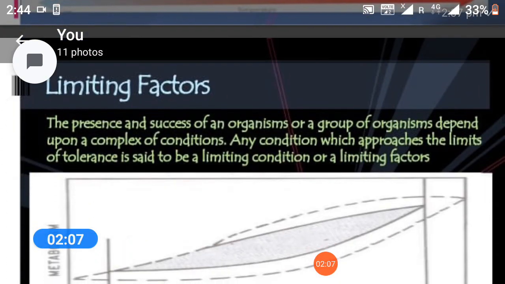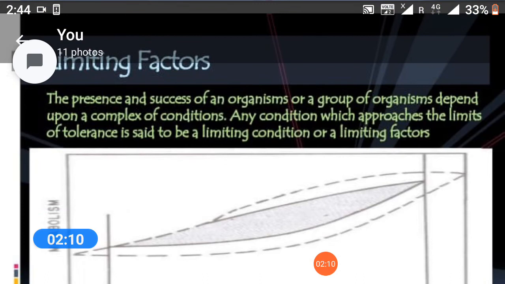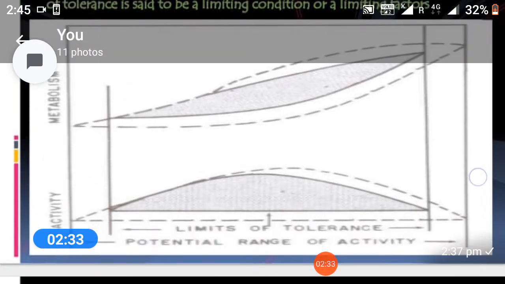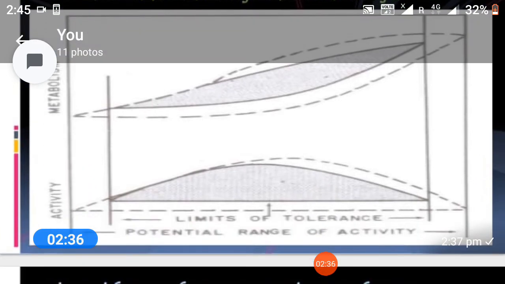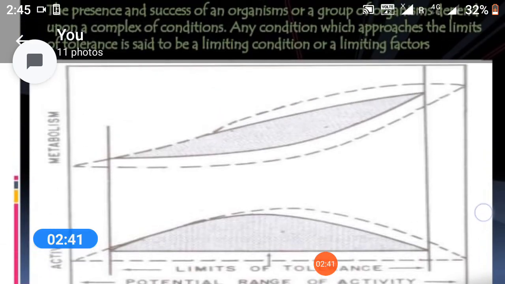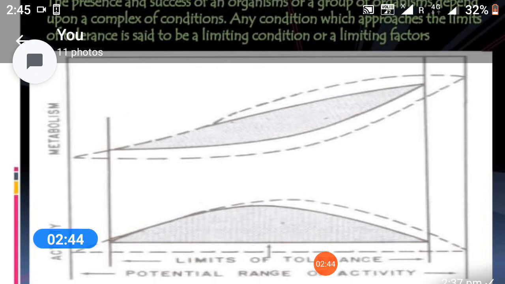Limiting factors. What are limiting factors? The presence and success of an organism or a group of organisms depend upon a complex of conditions. Any condition which approaches the limit of tolerance is said to be a limiting condition or a limiting factor. See this graph: potential range of activity and metabolism.